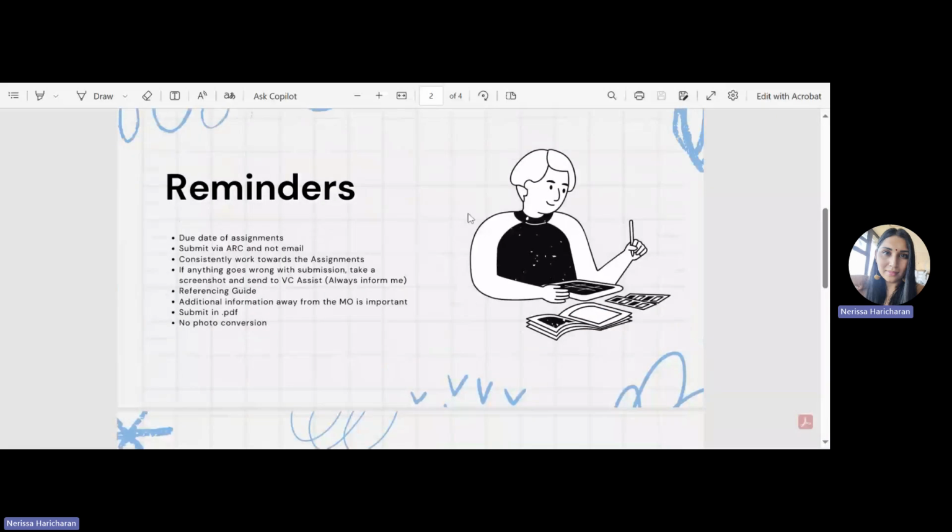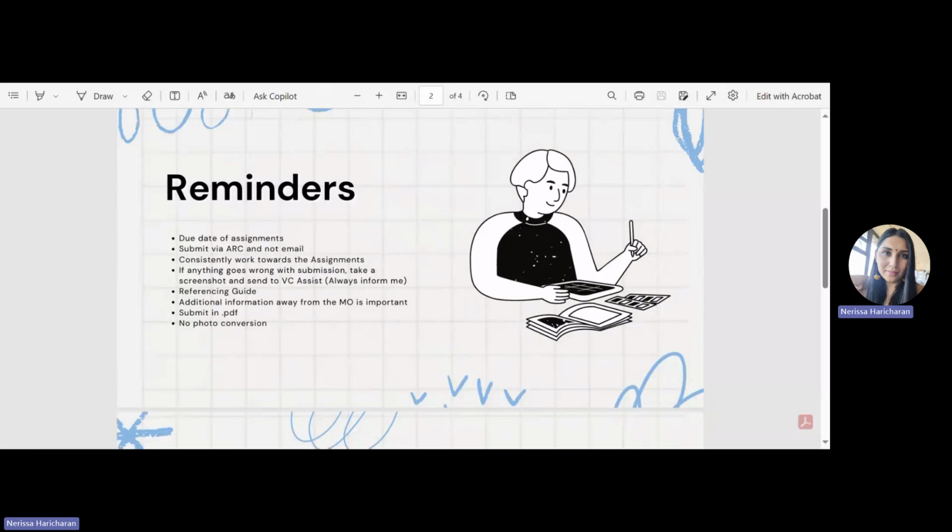So firstly, just some reminders. Take note of the due date of the assignment. Remember that if you submit within 24 hours after the due date, you get a minus 15% deduction. If it's more than 24 hours, you get 0. So please take that into account and please be prepared for it. You need to submit via ARC and not via email.